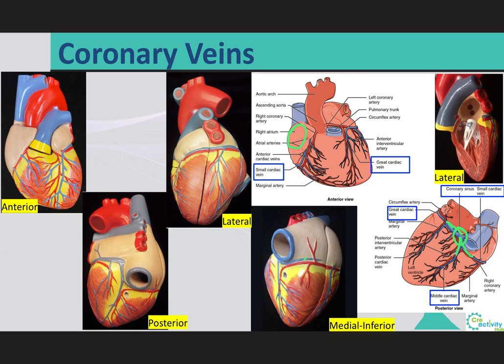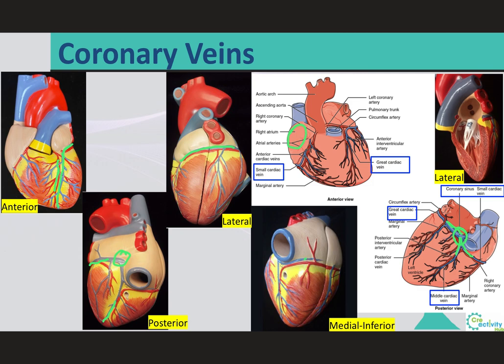So this would be your great cardiac vein coming anterior. It is parallel to the anterior interventricular artery. Because it's great, it's going to be big, so it's going to go around over here, continue on the lateral side, and go all the way to the posterior. So all of this is your great cardiac vein, and it will meet right over here at the coronary sinus.